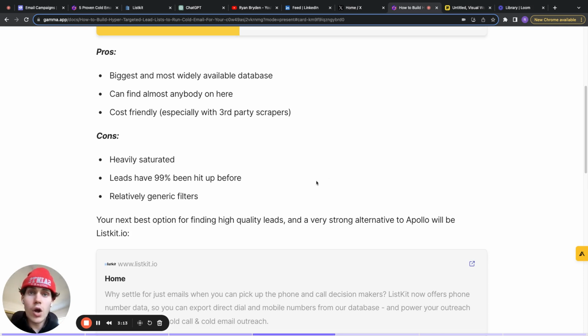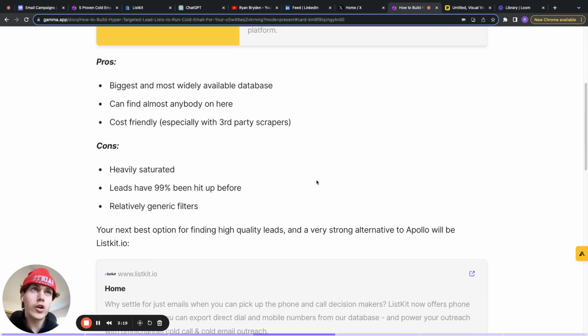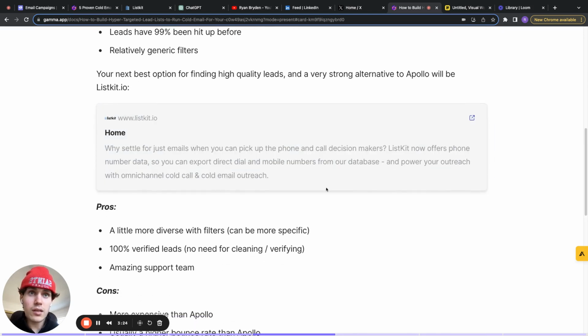So it's good for base level stuff. If you're running a lot of volume, it's good as well. But if you want something a little more specific, a little more higher class, Apollo is not going to be for you. Next up, ListKit.